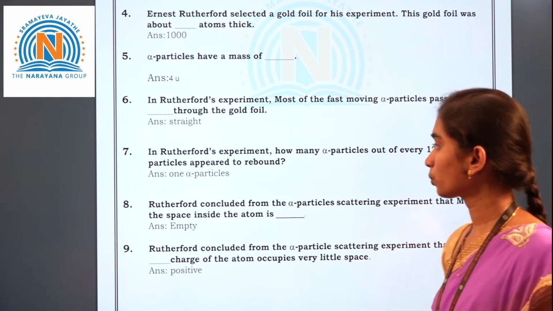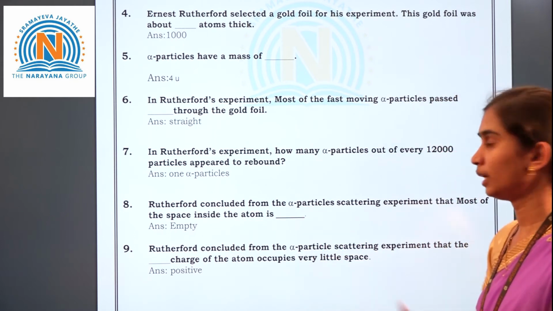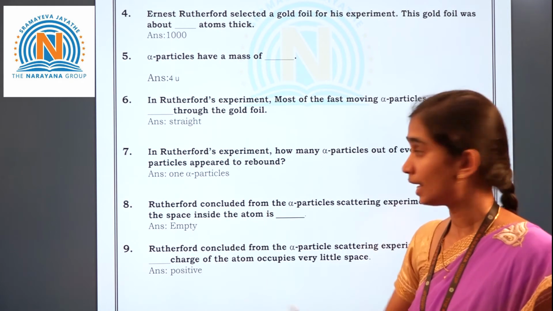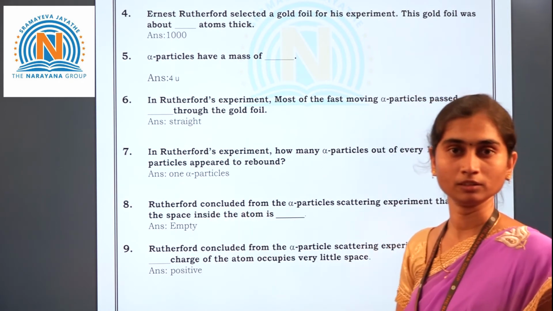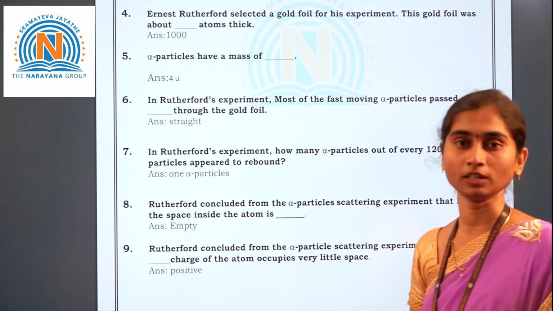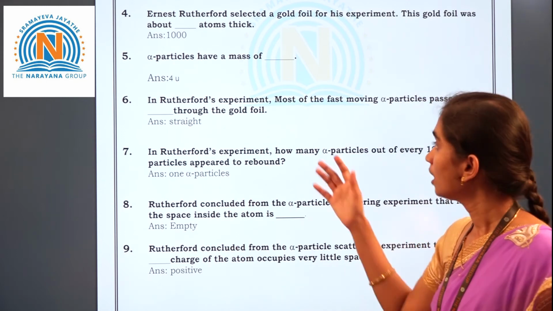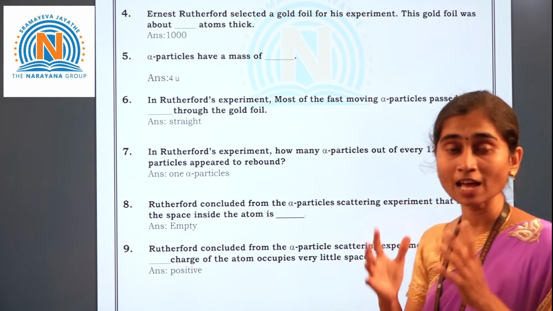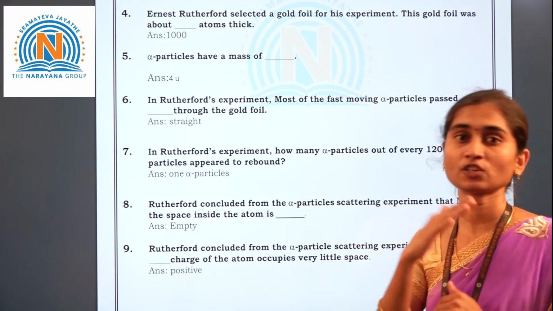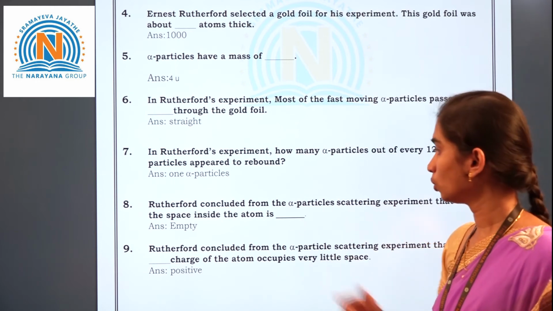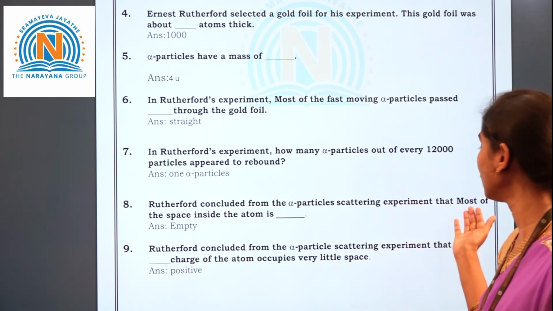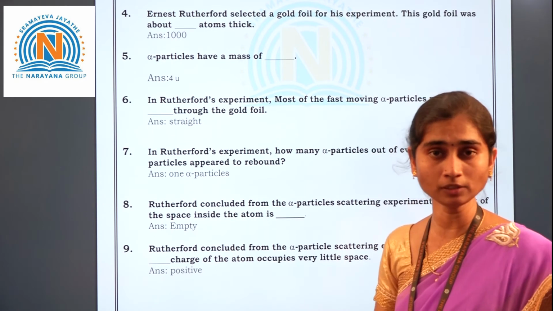And the next question: Rutherford concluded from the alpha particle scattering experiment that most of the space inside the atom is dash. Most of the space inside the atom is empty. Due to that reason, the fast moving alpha particles pass through the thin gold foil in a straight line direction. So most of the atom is empty. We can say most of the space inside the atom is empty.